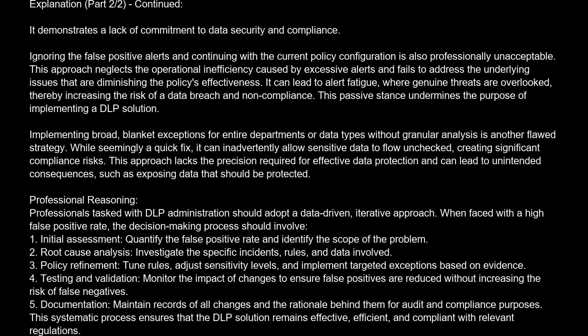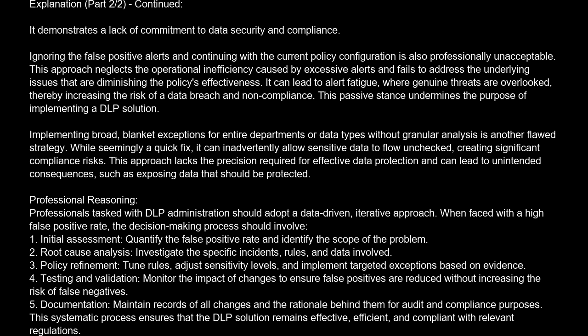Implementing broad, blanket exceptions for entire departments or data types without granular analysis is another flawed strategy. While seemingly a quick fix, it can inadvertently allow sensitive data to flow unchecked, creating significant compliance risks. This approach lacks the precision required for effective data protection and can lead to unintended consequences, such as exposing data that should be protected. Professional reasoning.